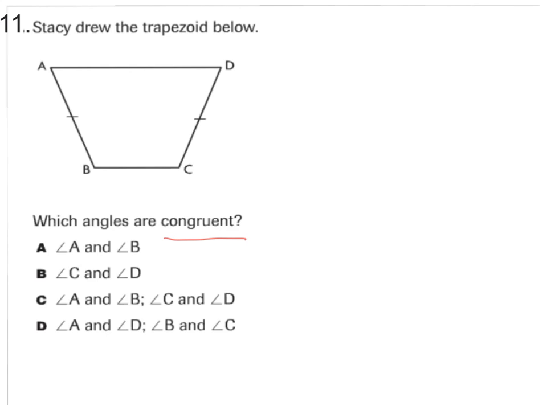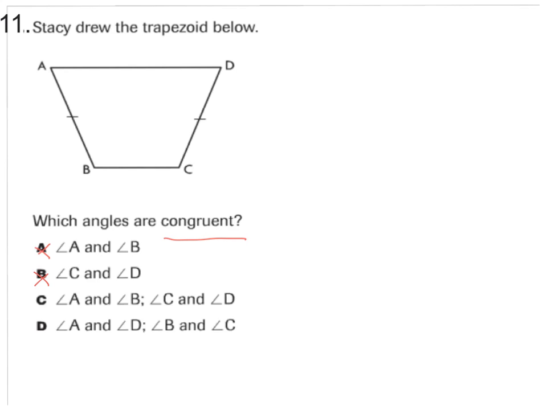Okay, friends, letter A says A and B. Now, if you look up here, angle A is acute and angle B is obtuse. Therefore, we know A is not congruent. Let's look at C and D. C is obtuse. D is acute. Therefore, we know B is not congruent.